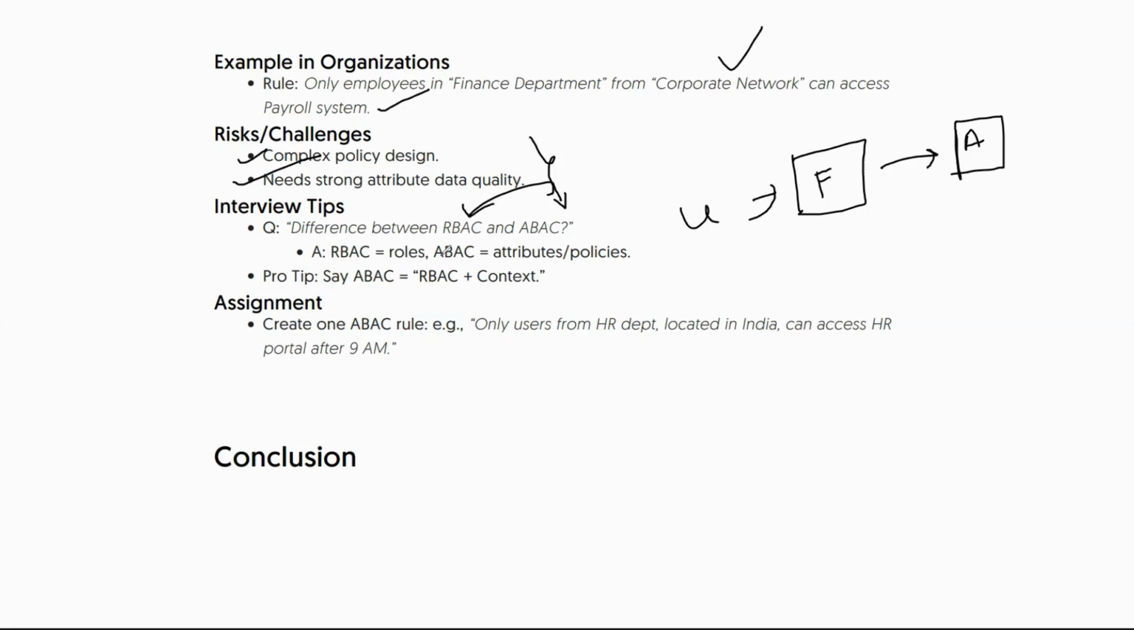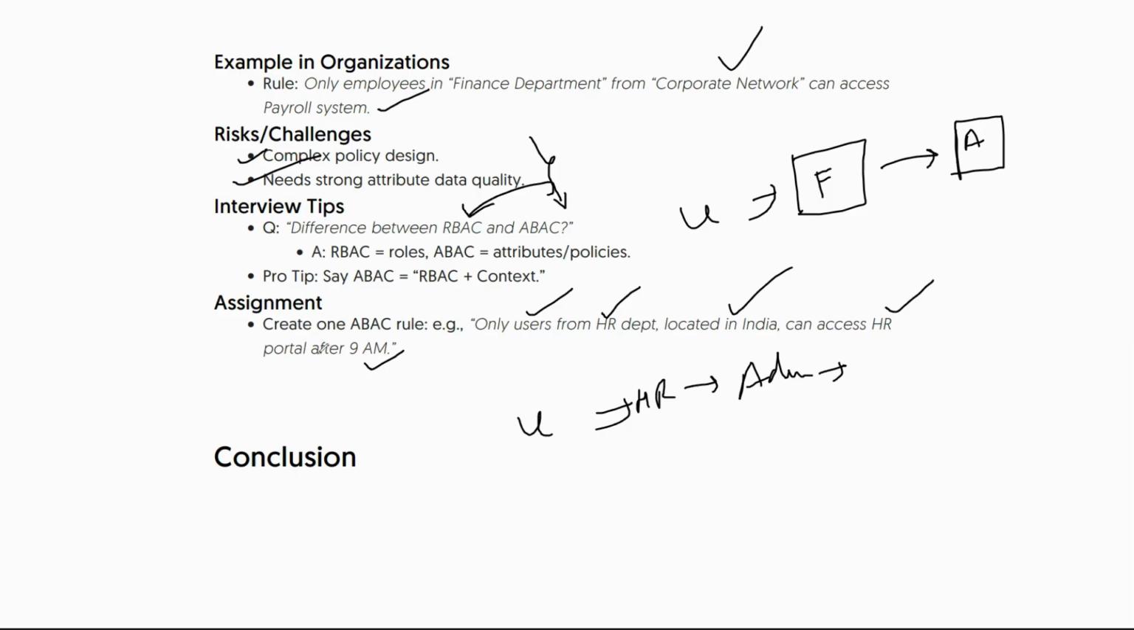Assignment: create one ABAC rule. One example here is that only users from the HR department located in India can access the HR portal after 9 a.m. Here we have department, user, location, application, time. So multiple attributes, compared to HR, admin, done. User, this is RBAC, but this is ABAC.